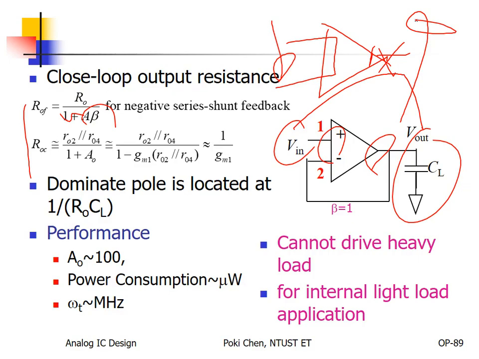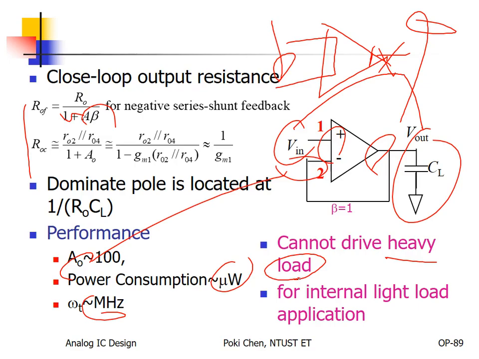Okay, and for such kind of voltage buffer, usually we design the gain around 100. The power consumption, microwatt, unity gain bandwidth, megahertz, blah, blah, blah. Anyway, for such kind of very easy buffer, usually they cannot drive heavy load. What do I mean? Heavy load means what? Why they cannot drive heavy load? Simply because the driving current is not so good. The so-called driving capability is not so high.